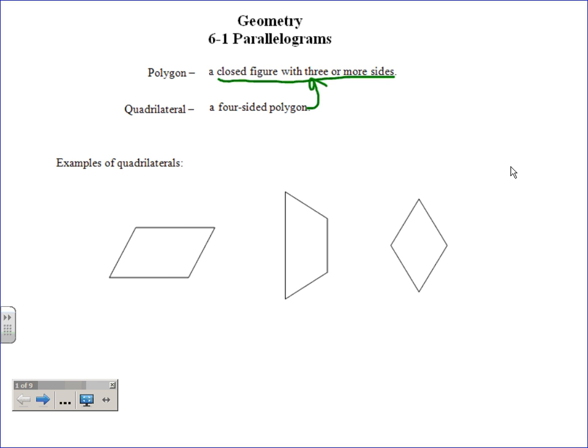So here are some examples of quadrilaterals. Do you agree that all 3 of those would count as quadrilaterals? Or have I been testing you here to see if you can figure out which one's not a quadrilateral, or are they all good? Yep, they're all good. 4-sided, they're closed, they're segments, we're good.